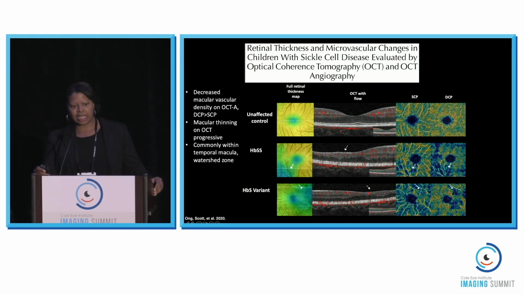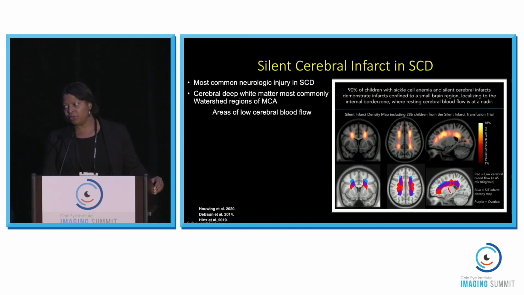This is a study we did with our fellow at the time, Dr. Sally Ong. She's on faculty now at Wake Forest. And we imaged in a cross-sectional fashion children with sickle cell disease. I call this a tale of three 10-year-olds. There are three different scans here, and the first is an unaffected control patient without sickle cell disease. The second is a patient with hemoglobin SS, homozygous genotype. You'll note the significant amount of thinning that involves the central retina, and also corresponding flow deficits in OCT angiography.